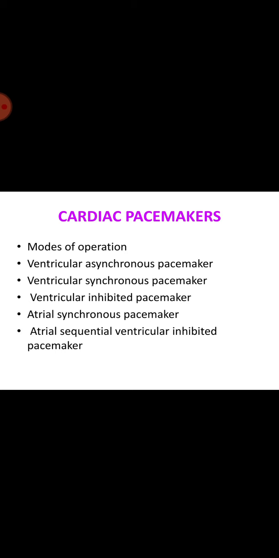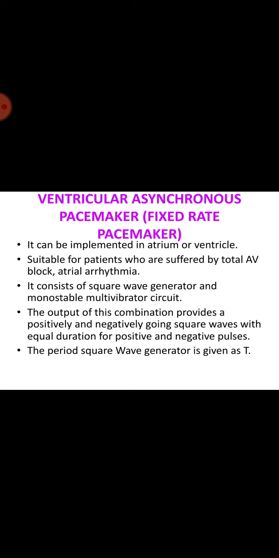So these are the modes of operation of the cardiac pacemaker: ventricular asynchronous pacemaker, ventricular synchronous pacemaker, ventricular inhibited pacemaker, atrial synchronous pacemaker, and atrial sequential ventricular inhibited pacemaker. Now let us discuss the ventricular asynchronous pacemaker, that is, the fixed rate pacemaker. It can be implemented in the atrium or ventricle. This pacemaker is suitable for patients who suffer from total AV block.